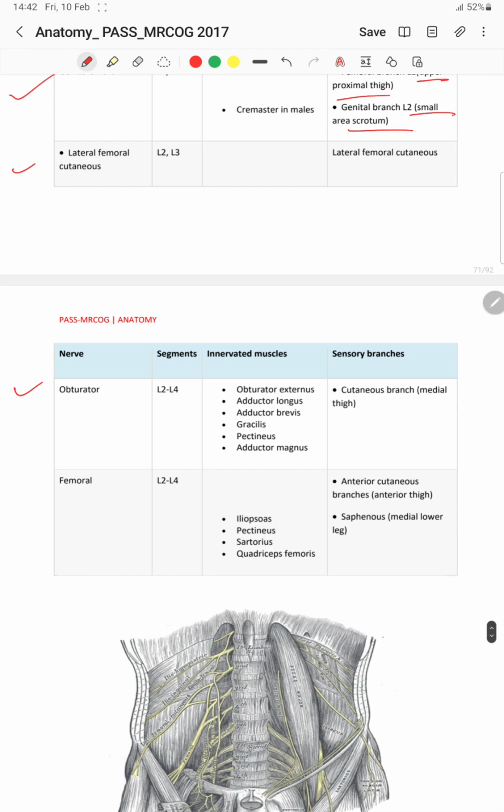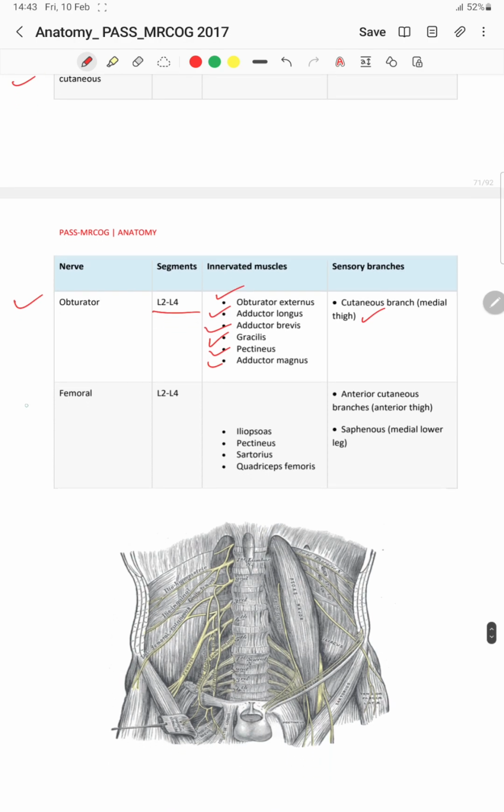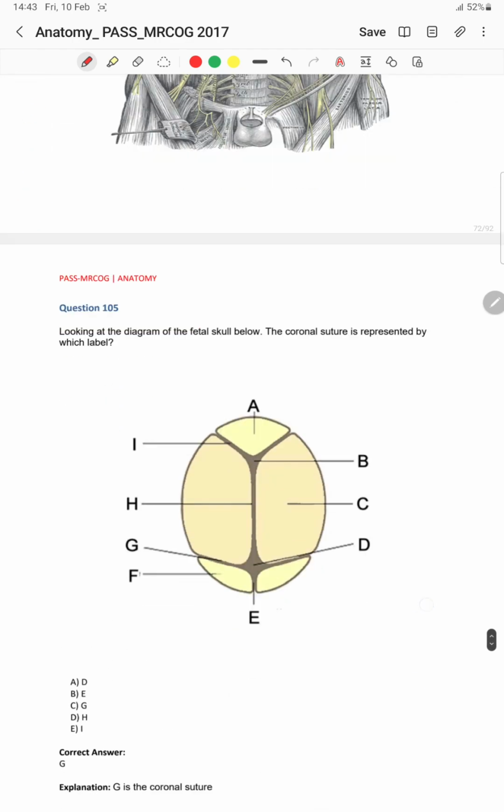Now the next is the obturator nerve. It arises from the L2 to L4 segments, and it innervates the obturator externus, adductor longus, adductor brevis, the gracilis, the pectineus, and the adductor magnus, and the cutaneous sensory branch supplies the medial thigh. Then the femoral nerve, from L2 to L4, supplies the iliopsoas, the pectineus, the sartorius, and quadriceps femoris, and its anterior cutaneous branch supplies the anterior thigh, and the saphenous sensory branch supplies the medial lower leg.